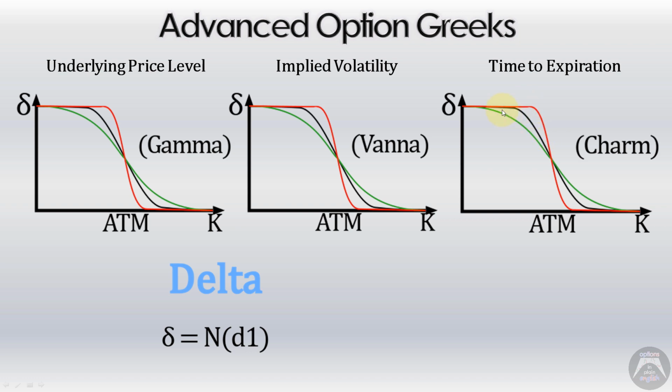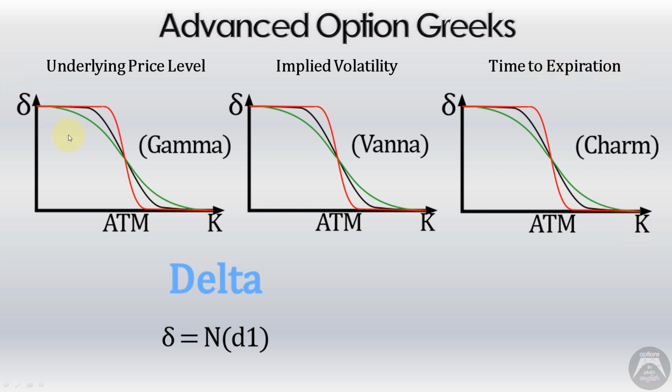So when you have very little time, the delta is going to be 1 for most of these strikes, and then 0 for most of these strikes, and only these ones are going to have a certain delta or a meaningful value of delta, because those are the ones that can actually change. And those are the ones where you still don't know. This is where the uncertainty lies, here in this area. So this is how delta changes with time to expiration.